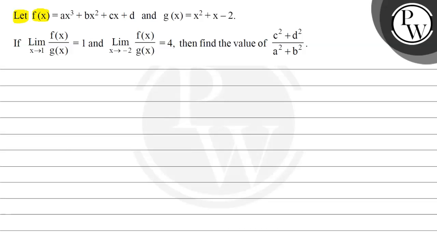Let f(x) be equal to ax cubed plus bx squared plus cx plus d, and g(x) is equal to x squared plus x minus 2. If limit x tends to 1, f(x) by g(x) is equal to 1, and limit x tends to minus 2, f(x) by g(x) is equal to 4, then the value of (c squared plus d squared) divided by (a squared plus b squared) is.